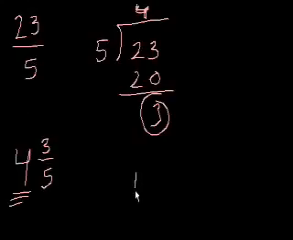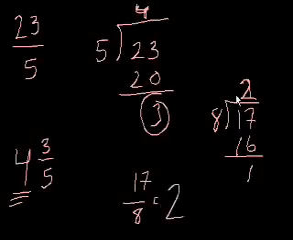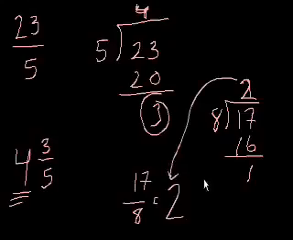Let's say 17 over 8. What does that equal as a mixed number? You can actually do this in your head, but I'll write it out just so you don't get confused. 8 goes into 17 2 times. 2 times 8 is 16. 17 minus 16 is 1. Remainder 1. So 17 over 8 is equal to 2, that's this 2, and 1/8, right? Because we have 1/8 left over.